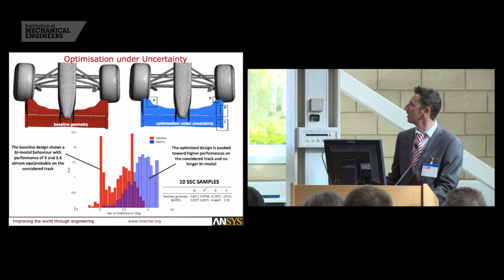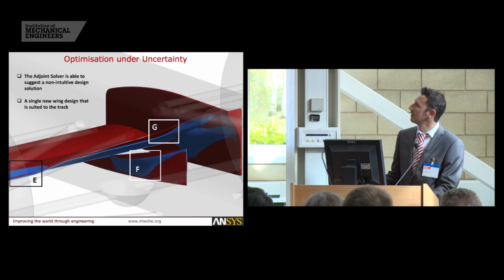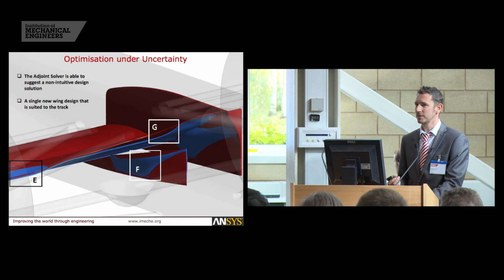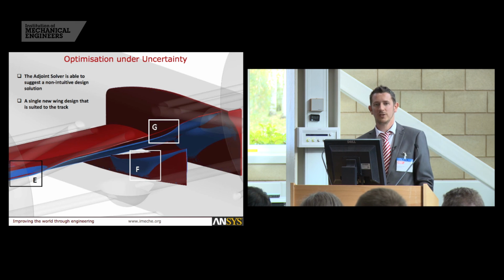But you can see here the increase in the mean downforce to drag ratio and the reduction in the variance. So here we can see the difference between the original design and the blue design, which is the optimised front wing for that particular track. And there's no reason why you couldn't use the same process on looking at different front wings for different tracks.